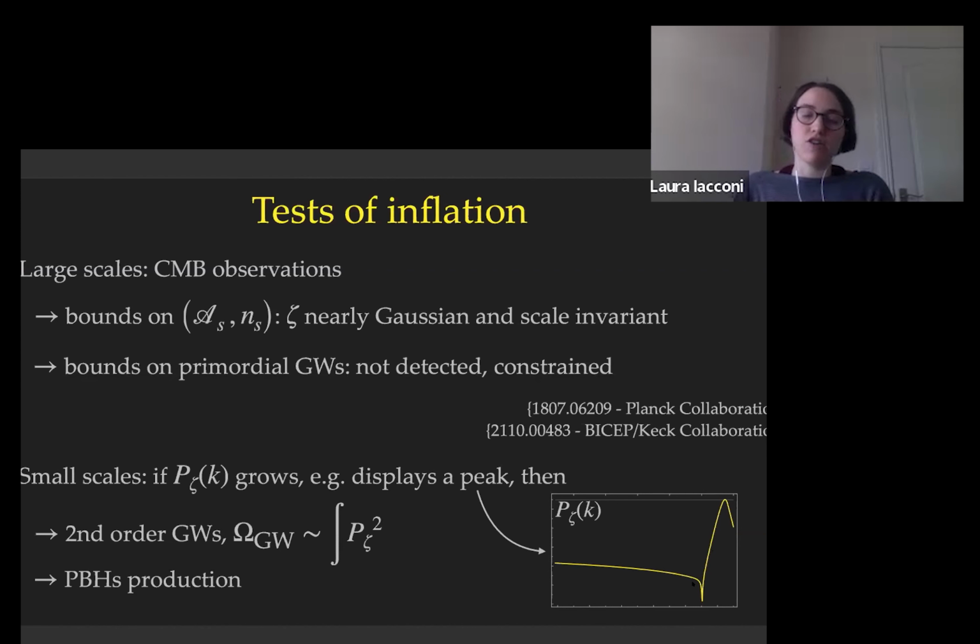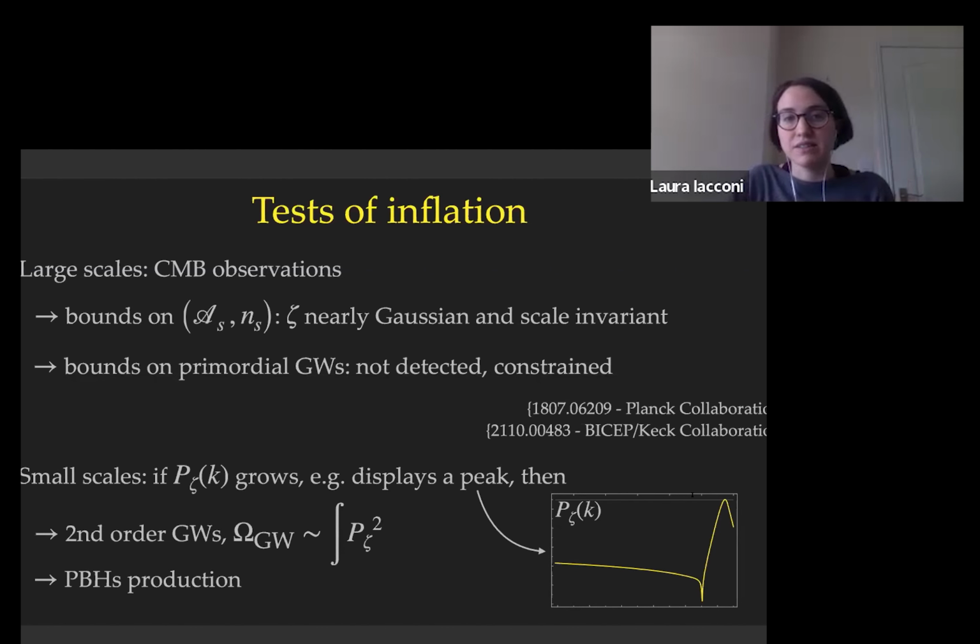The consequence of having a large peak in the scalar power spectrum is that you can have a large production of second-order gravitational waves, where the energy density is schematically given as an integral of the square of the scalar power spectrum. And also, if P_zeta gets to very large values, around 10 to the minus 2, you can also have primordial black hole production. So you can think about these second-order gravitational waves and the primordial black holes as a way of testing inflation on small scales.